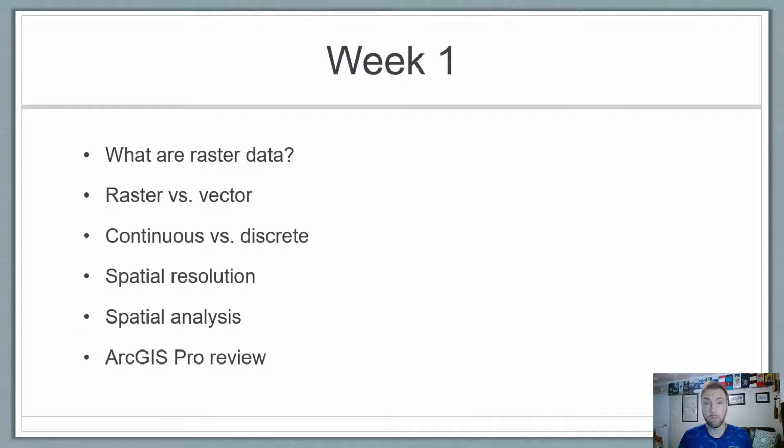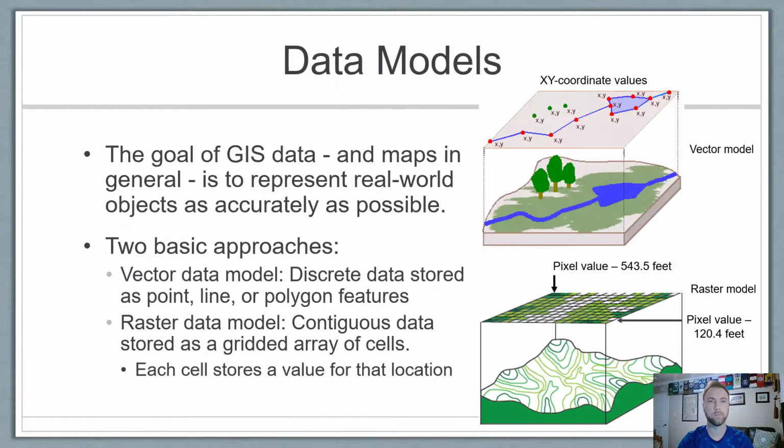So this week, we will talk about what raster data are, compare and contrast raster versus vector data, talk about two different types of raster, continuous versus discrete, get into spatial resolution and how it is important in the context of spatial analysis, what spatial analysis itself is, and lastly, wrap up with a review of ArcGIS Pro. If you are already a pro at Arc Pro, feel free to skip the last section. It would mostly pertain to those that are just coming to the software, either fresh or needing a quick review.